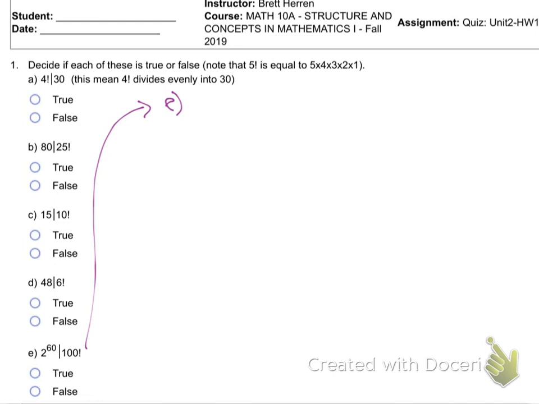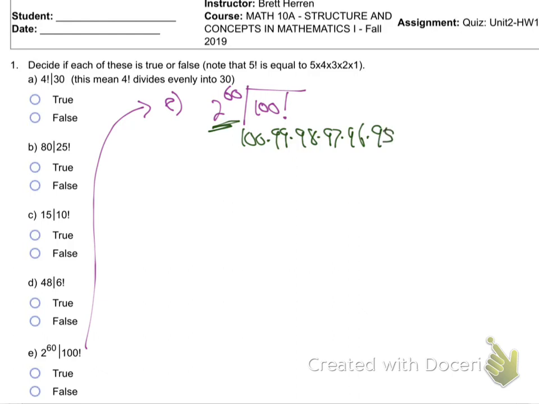So part E, does 2 to the 60th divide into 100 factorial? Well, what's in 2 to the 60th? Well, 60 2's. I mean, there's no way to break that down further. It's just 60 2's. What's in 100 factorial? Well, that means 100 times 99 times 98 times 97 times 96 times 95 times 94 times 93, all the way down to 1. So are there 60 2's in there? Yeah, for sure, because just think about the 100, for example.